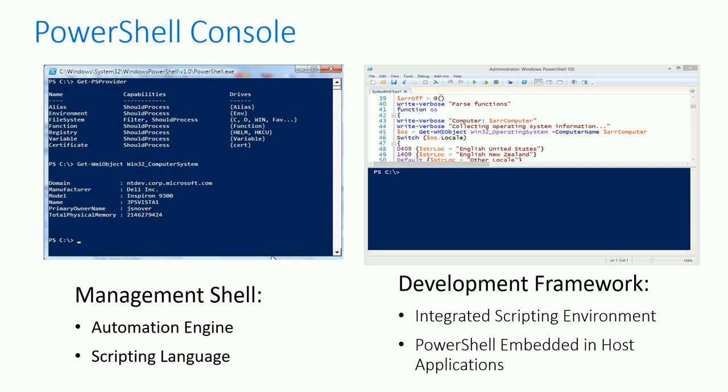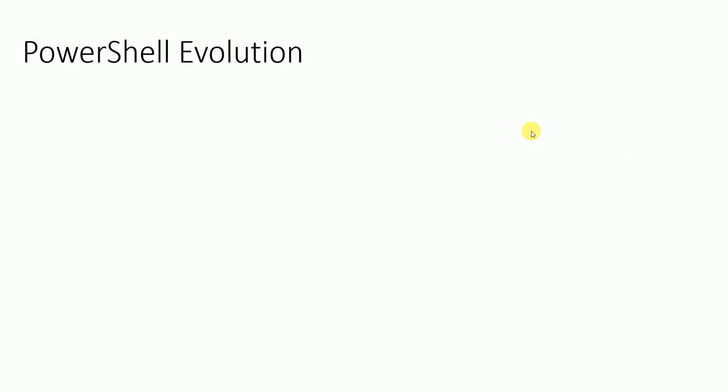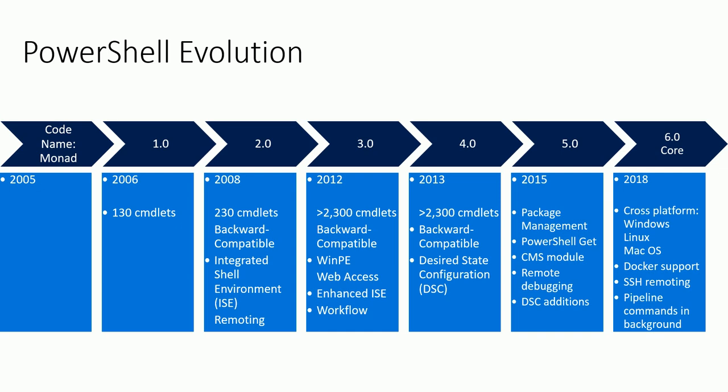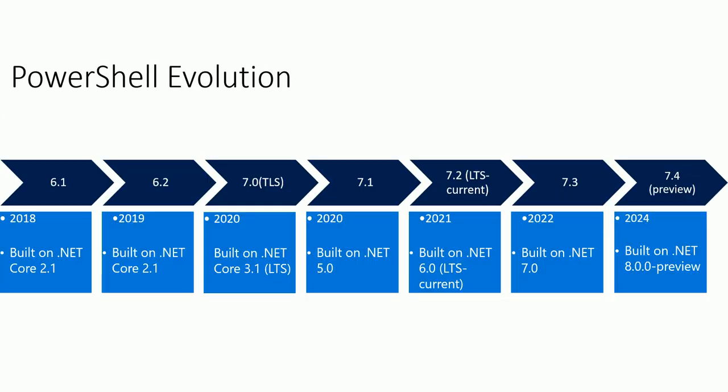So now you understand well how to open PowerShell, the normal PowerShell, that is called the management shell, and the ISE, which is the development framework. So let's understand the other features. This is the evolution of PowerShell from when it started, with code names 1, 2, 3. These are the PowerShell versions and the features we get inside them. PowerShell releases versions frequently and keeps updating with a lot of cmdlets and new features. So this is the evolution of versions.